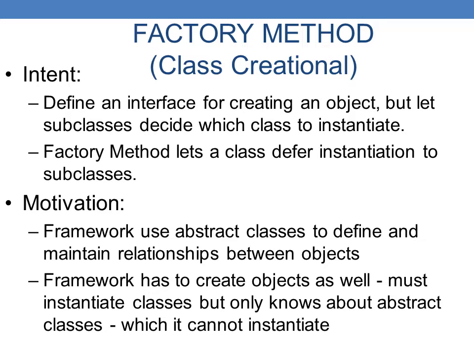Motivation: frameworks use abstract classes to define and maintain relationships between objects. The framework has to create objects as well, so it must instantiate classes, but it only knows about abstract classes, which it cannot instantiate. Abstract classes cannot be instantiated, that is the motivation, but the intent is to instantiate subclasses only.